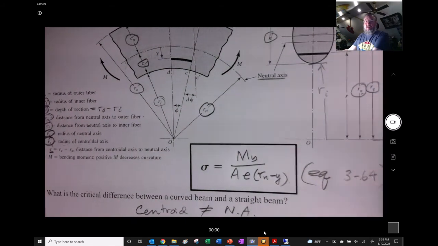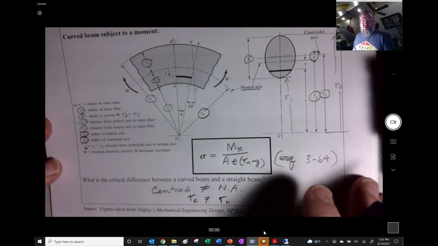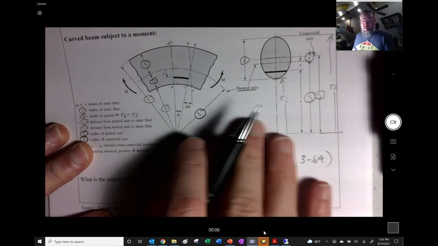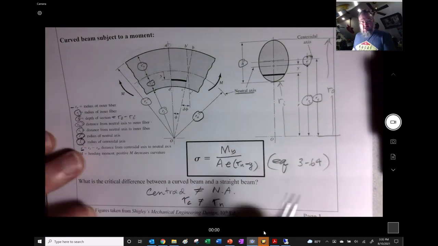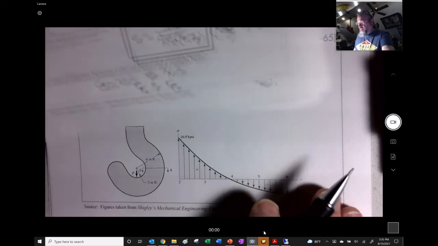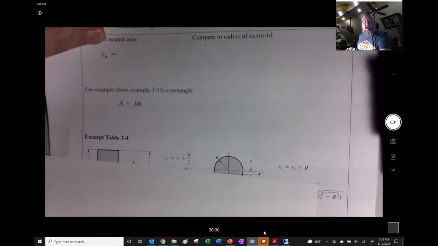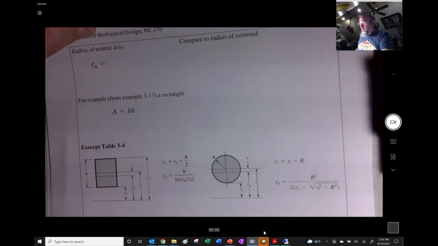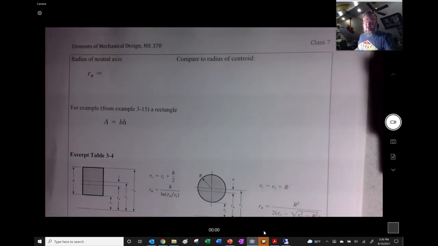So this is something we're going to go back to each time that we look this thing up, but become familiar with it. Look at it carefully and get your orientation. All right, so let's look a little further into how we find that Rn. Now that it's not the centroid, we want to find the neutral axis, and we do that.